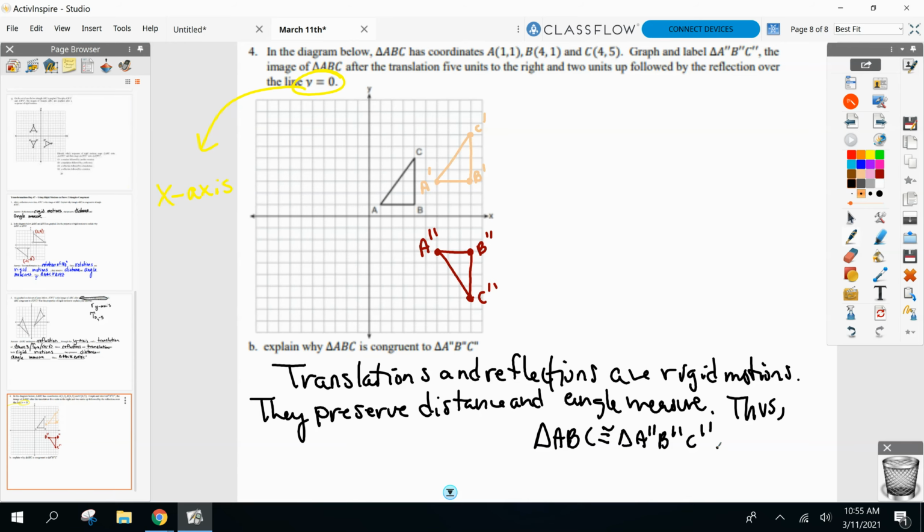Proving triangles congruent using transformations. Okay, please save that homework on pages 29 to 31. Save it for tomorrow in class. All right, I'll see you guys tomorrow. Pretty easy day for it.